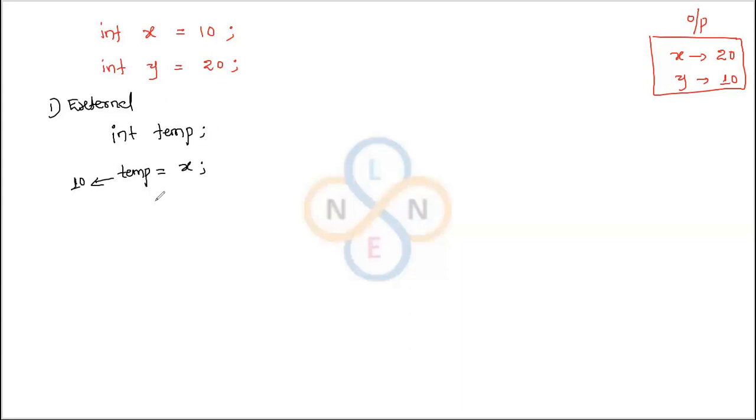Then the other variable value we have to assign to x variable. That is, assign y variable's value to variable x. Now in x variable, what will the value be? Y value, which is 20. Then finally in y variable, what's supposed to be the value? 10, which is present in temp variable. So use temp variable and assign this value to y variable. And in this, y will have 10. So we got our requirement. X has become 20 and y has become 10.